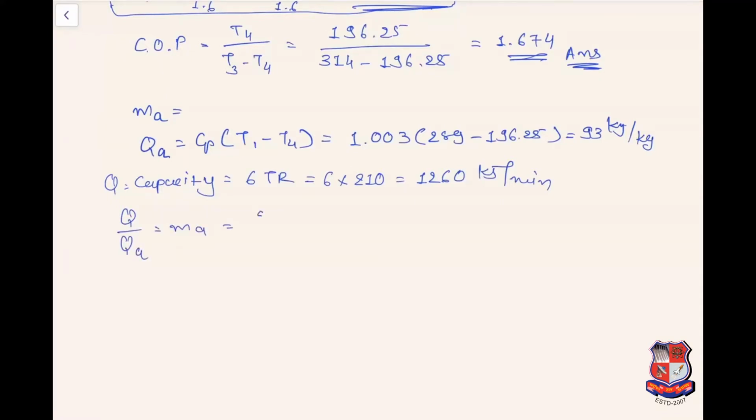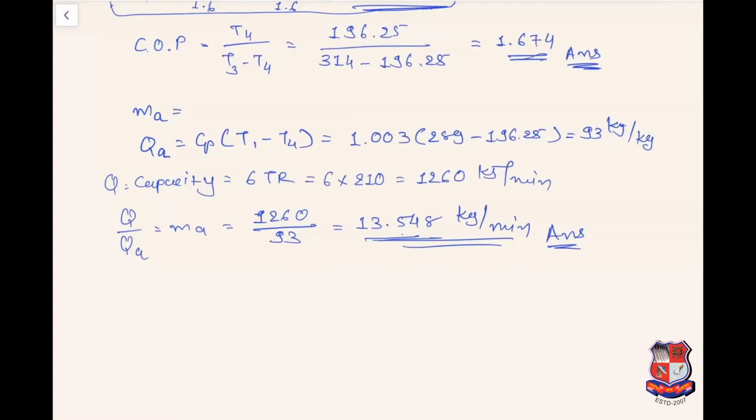So 1260 divided by 93, that is equal to 13.548 kg per minute. So this is our second answer. This is the mass that needs to be circulated through the system per minute.